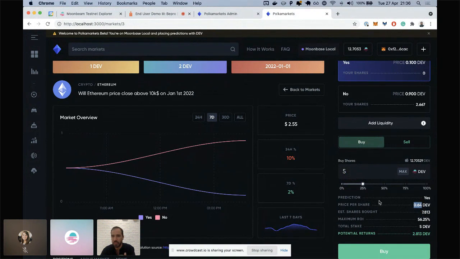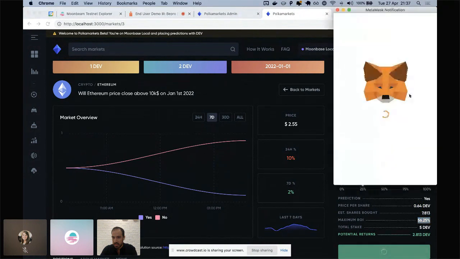The prices will vary between 0 and 1, and that directly correlates to the probability of the event according to what users are placing predictions with. We don't set any odds. That's completely dictated by the wisdom of the crowds. Our potential return on this investment would be 56%. So let's see how it pays out.